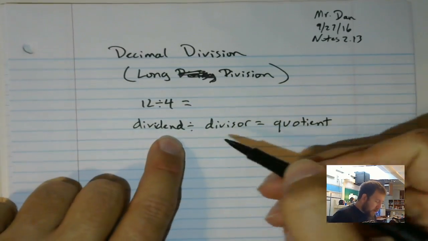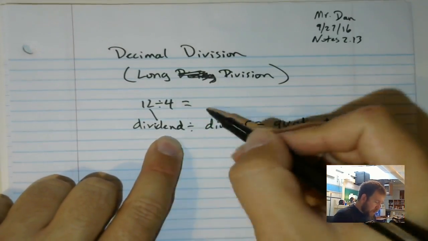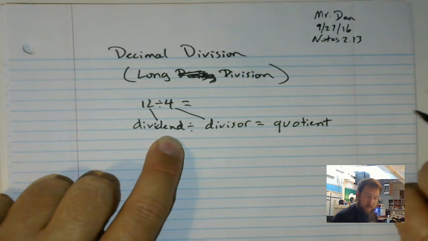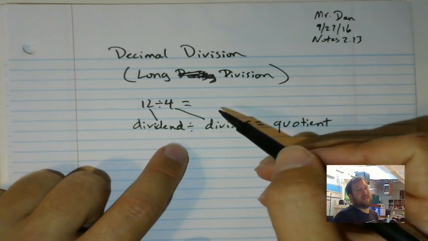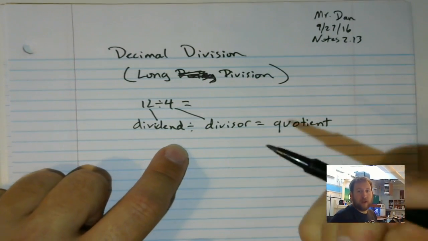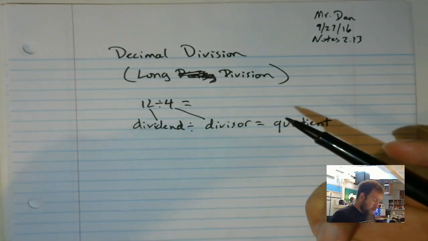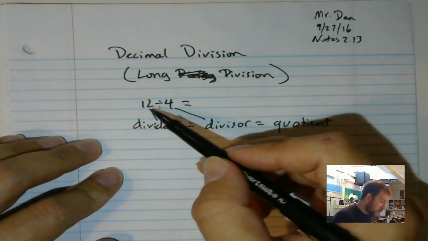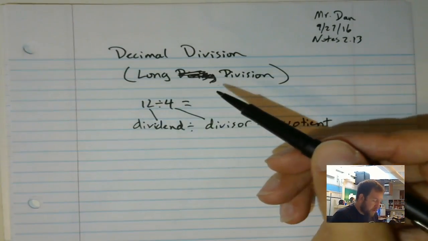So we have our dividend, which is a 12 in this case. We have 4, which is our divisor. We're seeing how many 4s can go into 12. And then our quotient is kind of the answer. It's how many groups we were able to make. So if we were going to use this, now this one we could do in our heads, 12 divided by 4, 4, 8, 12. Okay, I know that it's 3.